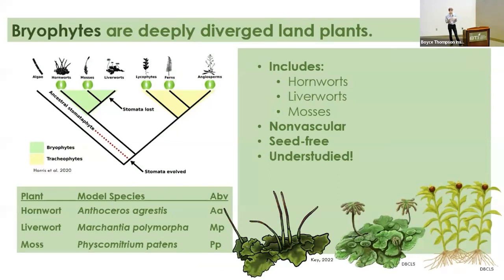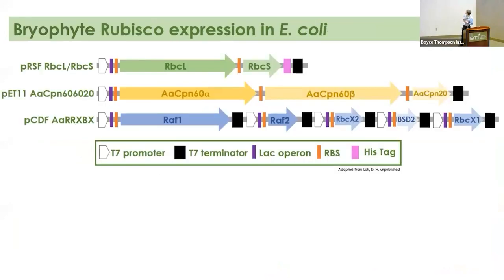Some interesting physiology is that they're non-vascular and seed-free, but generally they're quite understudied, and so there's plenty of things to be looking for, especially their Rubiscos. I'll be using the model species because they have annotated genomes online, which is quite easy for my job, and I'll be abbreviating them as such here. So when we're trying to express these things, the Rubisco in E. coli and the other proteins, we have this plasmid system developed by a previous researcher in the lab.